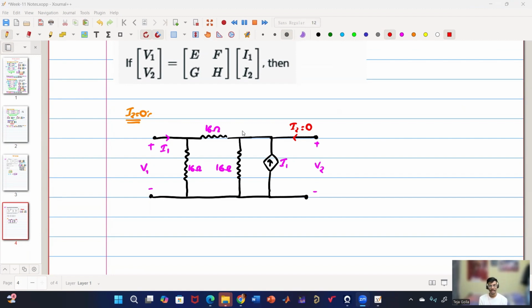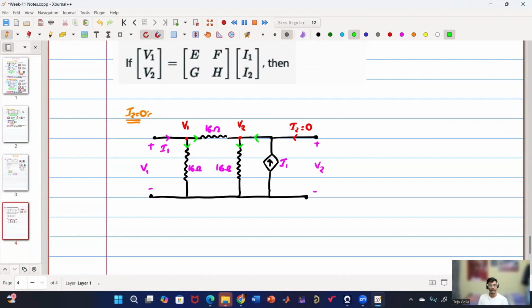So I need V1 and V2 both in terms of I1. So how are we going to proceed? How are we going to solve? Okay, so let me tell you, this is my V1 and this is my V2, right? So let us assume the direction of the currents. Let the current be flowing like this. Now let me apply KCL at both the nodes, node 1 and node 2.